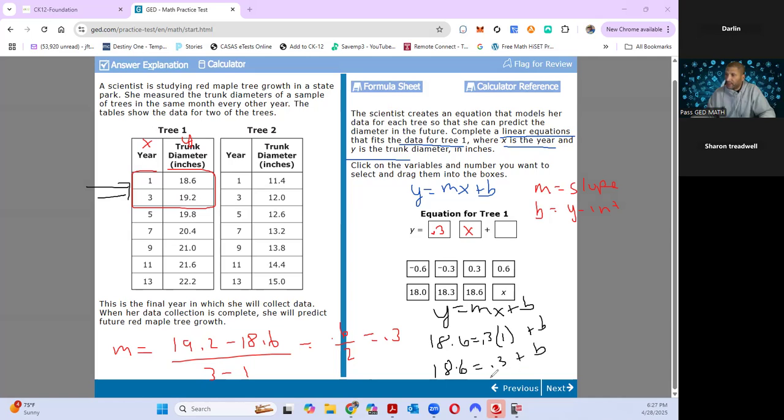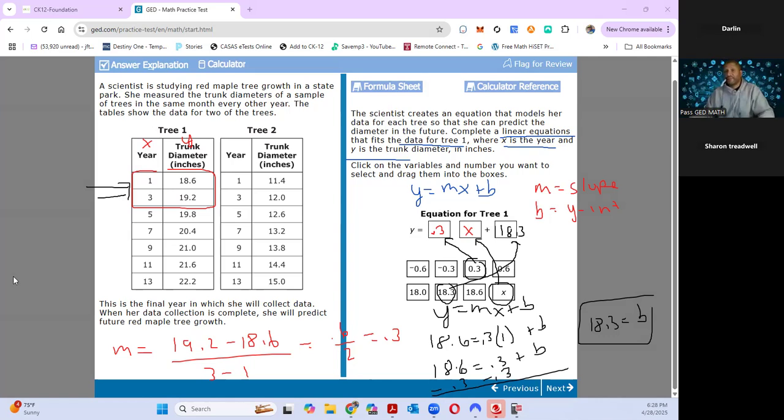In order to get b by itself, I do minus 0.3. Whatever I do on one side, I do on the other. 18.6 minus 0.3 is 18.3, and that is my b, my y-intercept. So my equation is y equals 0.3x plus 18.3. So what you would do is drag the 0.3 to here, drag the x to here, and then drag the 18.3 to here.